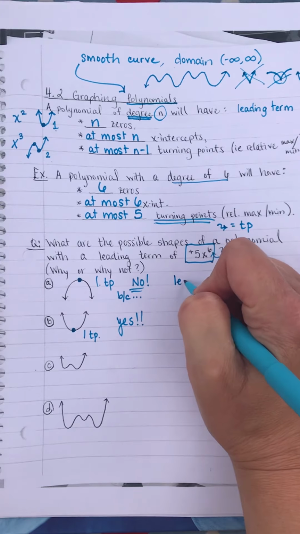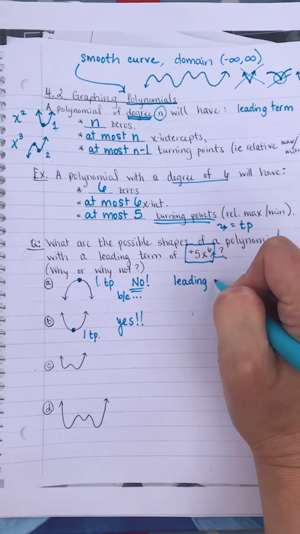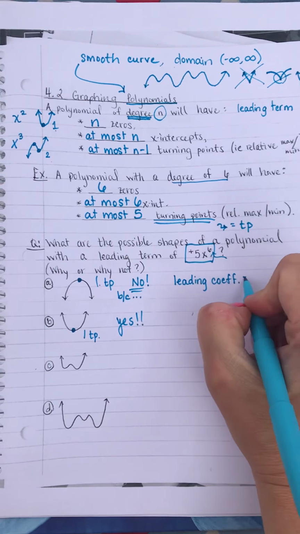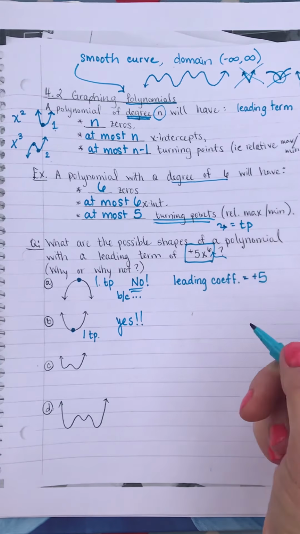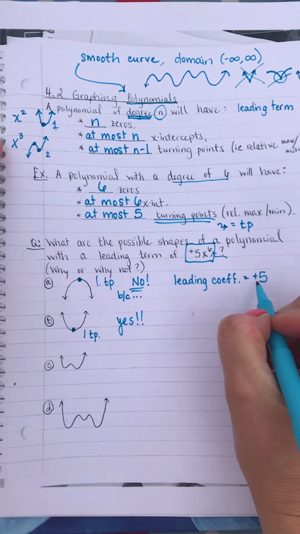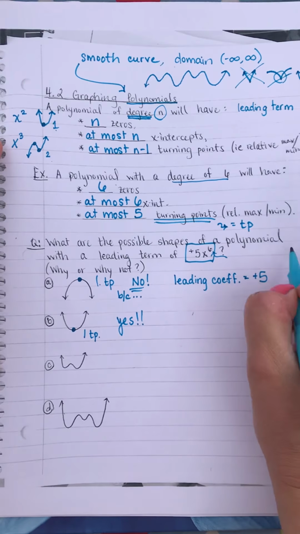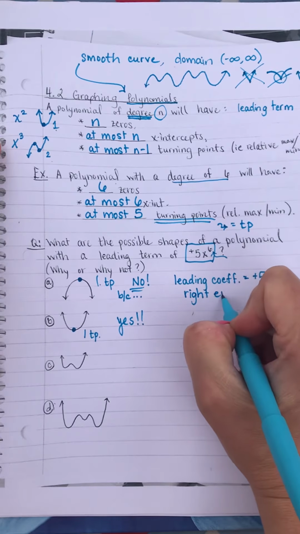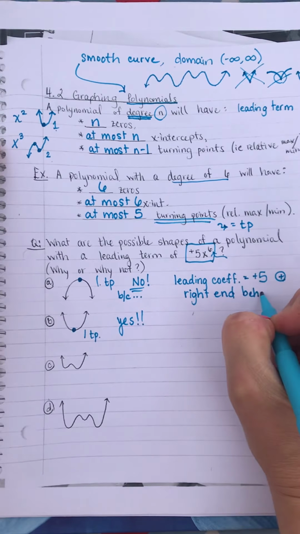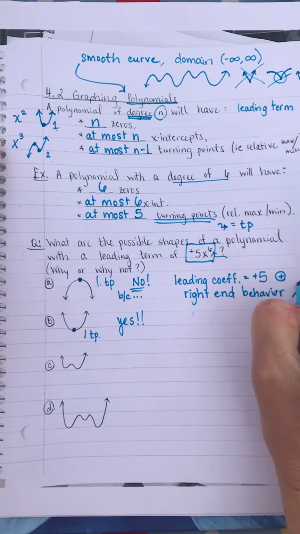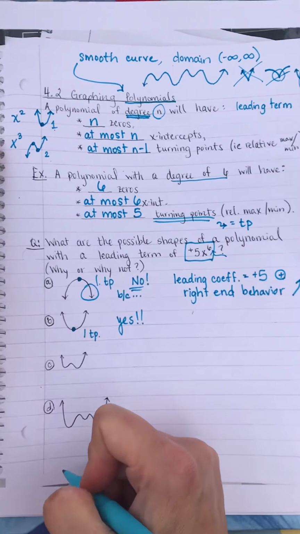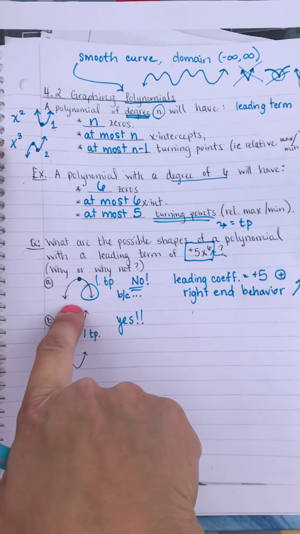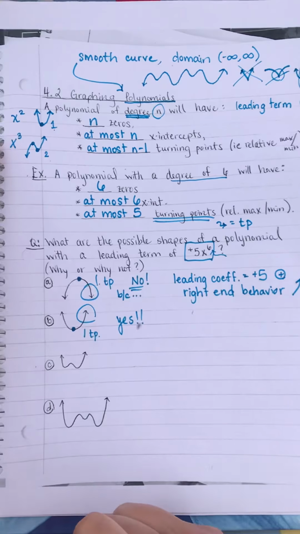What about your leading coefficient? What is your leading coefficient? The leading coefficient here is a positive 5. And what does the leading coefficient tell you? The leading coefficient, positive or negative? The positive tells you that the right end behavior does what? Positive means goes up. And this right end behavior goes down. And that is why this is not a valid graph. This one is a valid graph because it goes up.